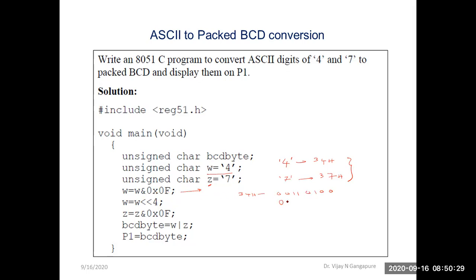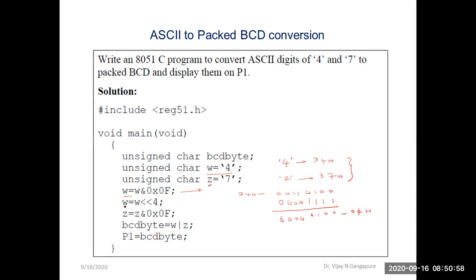So 0x0f means 0f is 0000, and f means 1111. The bitwise AND operation produces 0100, and the remaining 4 bits will be 0, because anything ANDed with 0 is 0. So it is producing 04. So 04H will be there in W.